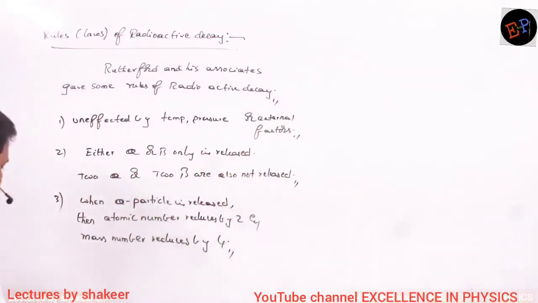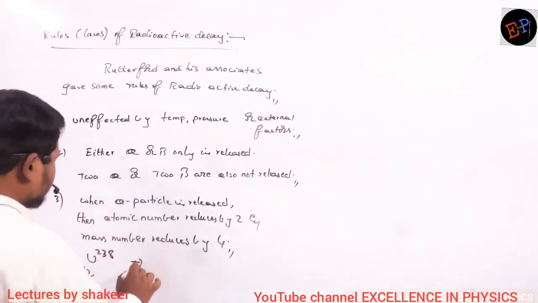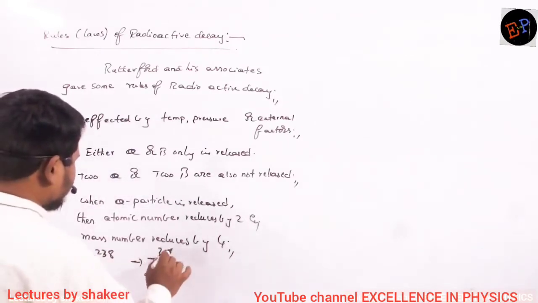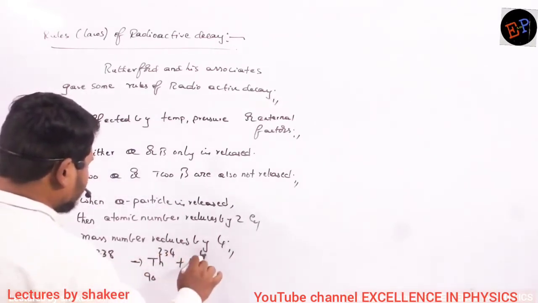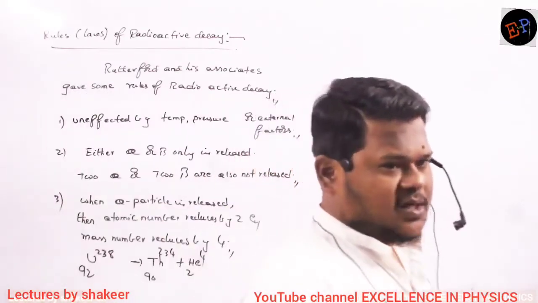If I take one example, uranium 92-238 converts into thorium 90-234 by emitting one alpha particle. So this is what will happen. Understood now?